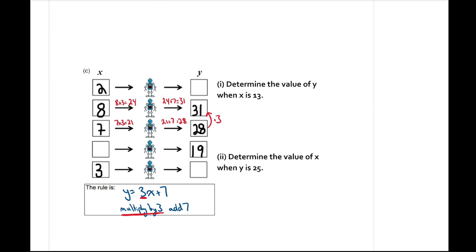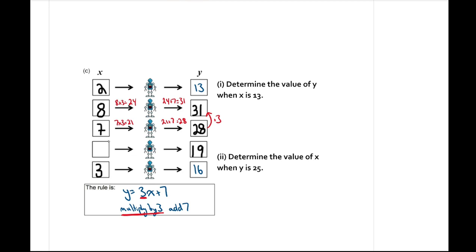Now we can use that rule to fill in our missing spots. So 2 times 3 is 6, plus 7 is 13. I'm going to go down here. 3 times 3 is 9, plus 7 is 16. And again, we see that same increase from 2 to 3, an increase of 3. So it's still that multiplier.